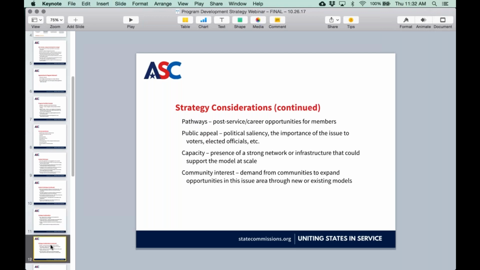Some other things to think about too. Pathways. Are there post-service or career opportunities for members that might serve in this program? Again, I think we're finding that folks are really thinking about how AmeriCorps can be a stepping stone to a career path for them. And so if you can clearly articulate how a member serving in this program will lead them to an opportunity for professional development and growth down the road, that can be very, very powerful.